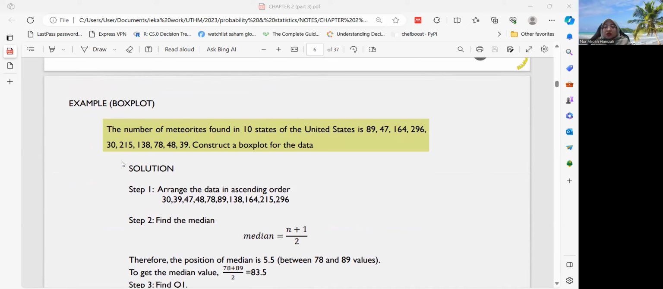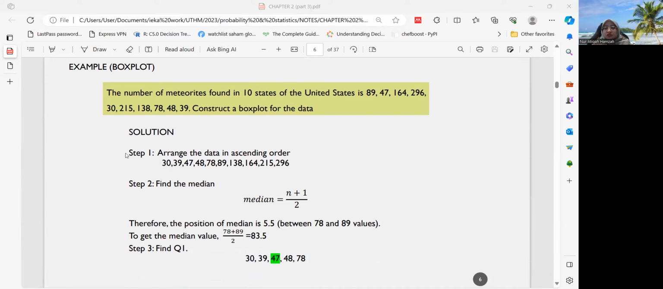In this note I include an example for each type of graph, showing how the question looks like and how to construct the graph. So the first example is for the box plot. You are given a collection of numbers, the number of meteorites found in 10 states of the US. You have to construct a box plot.